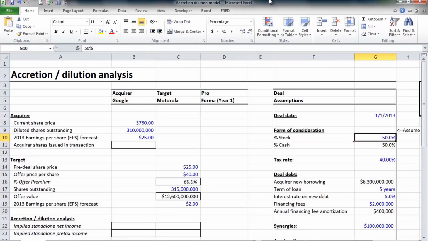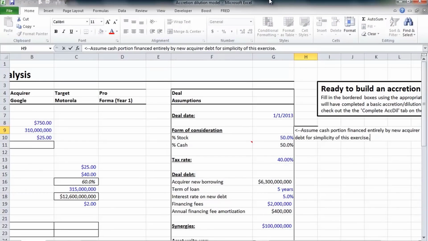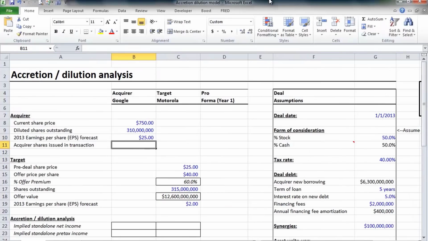Now, broadly speaking, acquirers can pay for their acquisition either by issuing shares, by paying cash, or using some combination. For our model, we're going to assume that this acquisition was paid for 50% in stock and 50% in cash. And again, for this model, we're going to assume that cash is financed entirely by new Google debt. Of course, most companies have to pay taxes, so we're going to assume a 40% tax rate. Now we can calculate how many acquirer shares are going to be issued in this transaction. We know the total offer for Motorola is $12.6 billion, and we know Google is going to issue shares at $750, its current share price, but only half of this transaction is going to be paid for with stock. So Google is going to issue 8.4 million new shares to help pay for this acquisition.